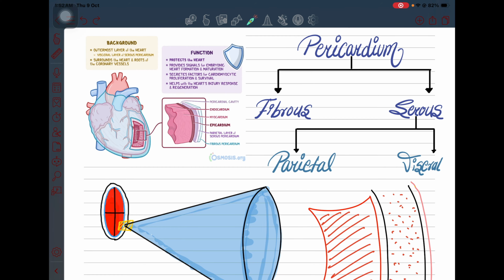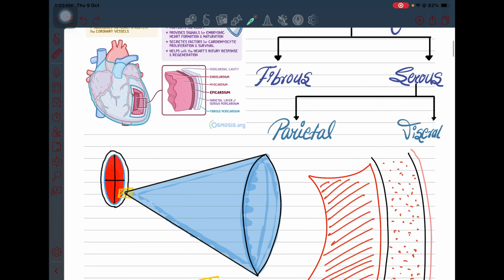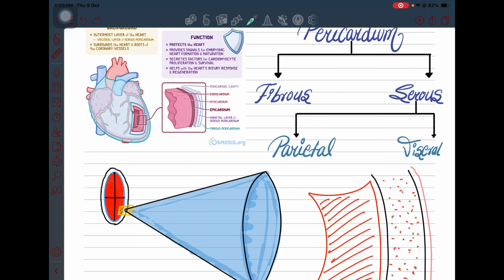What is the pericardium? Pericardium is the outermost layer of the heart. It surrounds the heart and roots of the coronary vessels. So, pericardium is divided into two types: fibrous pericardium and serous pericardium. The serous pericardium is further divided into two parts: parietal and visceral. While learning these names, we should learn from downwards, like parietal serous pericardium, and next visceral serous pericardium.